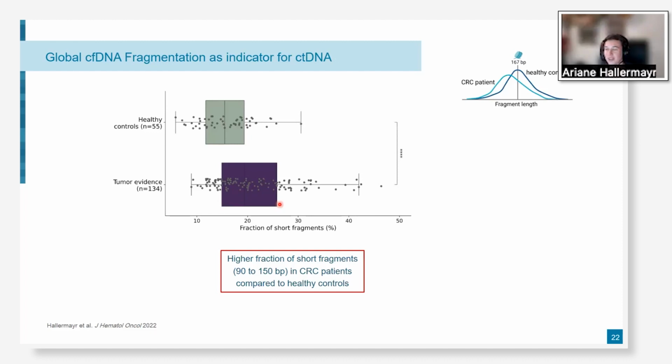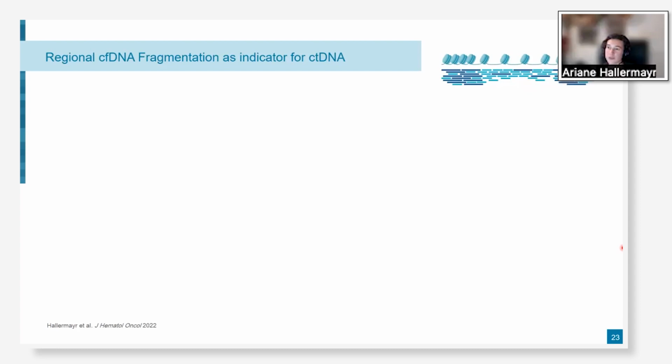Then, looking specifically at the results obtained for regional fragmentation, which might be another cfDNA feature that might serve as an indicator for ctDNA, the background is that longer cfDNA fragments would be associated with closed chromatin, and shorter cfDNA fragments would be associated with active chromatin, so open chromatin.